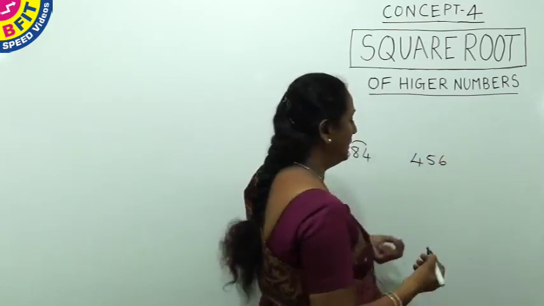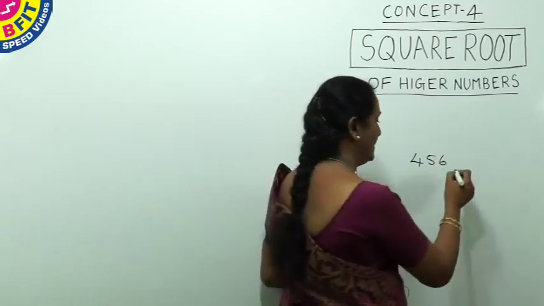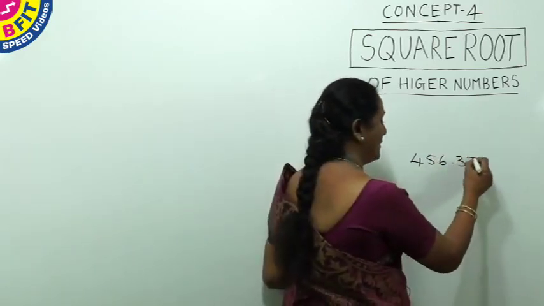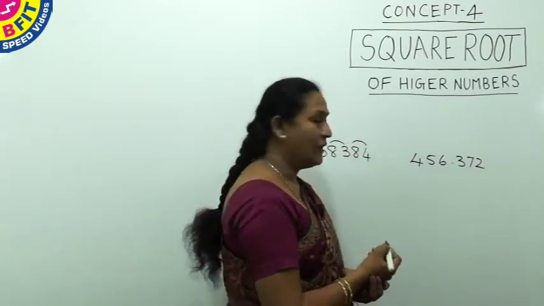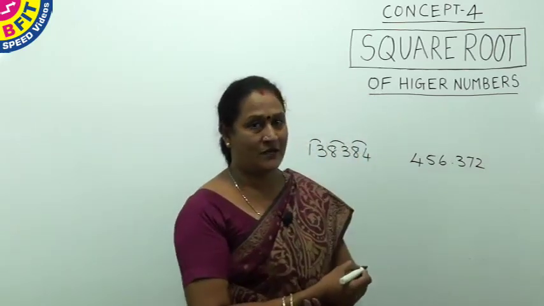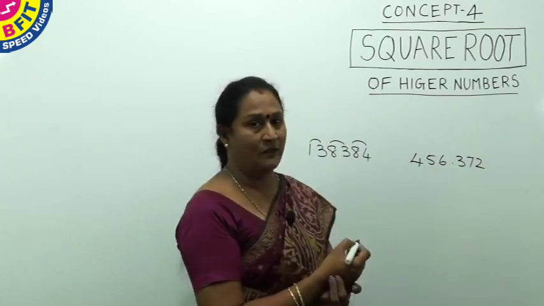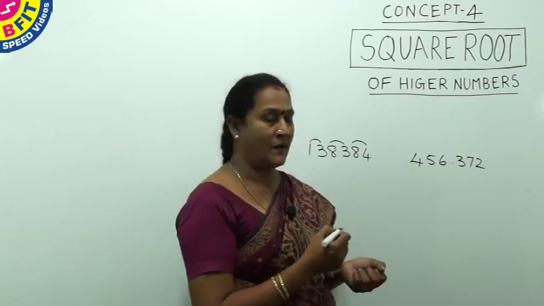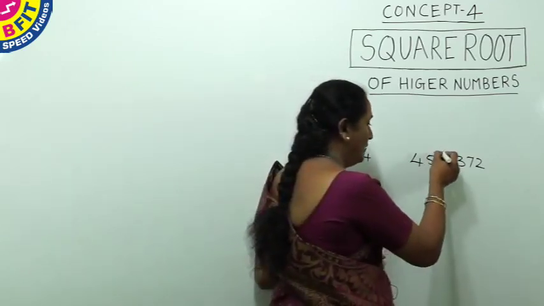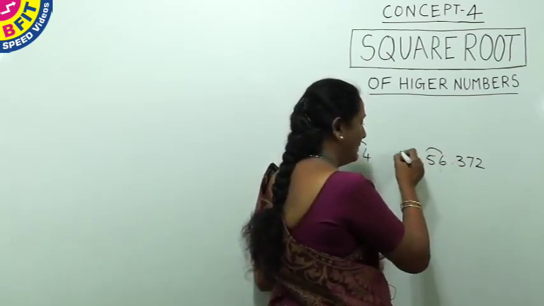Suppose you have a number, say for example, 456.372. So this is a non-square number, and how do we find the square root for this non-square number? First we'll do the grouping. I'll show you the pattern for grouping. In the integer part, the grouping should be done from right to left.